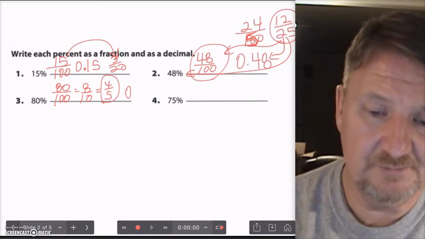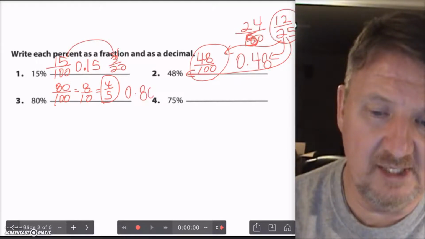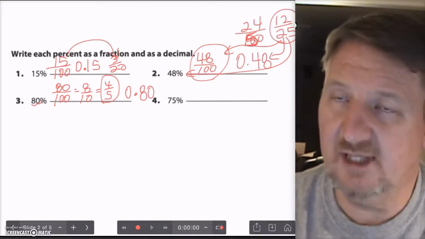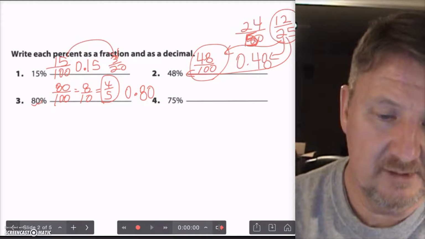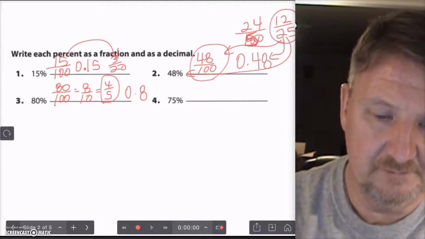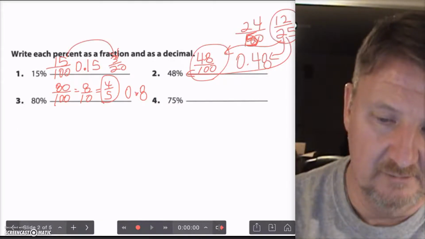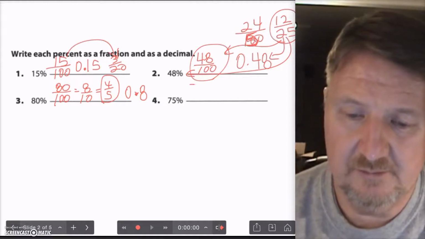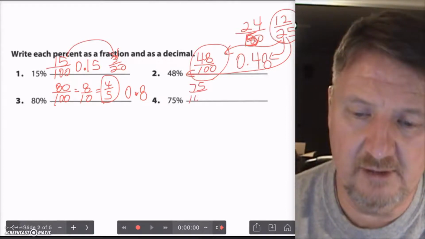80% as a decimal is 0.80, because I just took this number and moved the decimal 2 places to the left. But I don't need this 0 on the end, so I can eliminate it. There it is. So 0.8, same thing. 75%, 75 over 100.